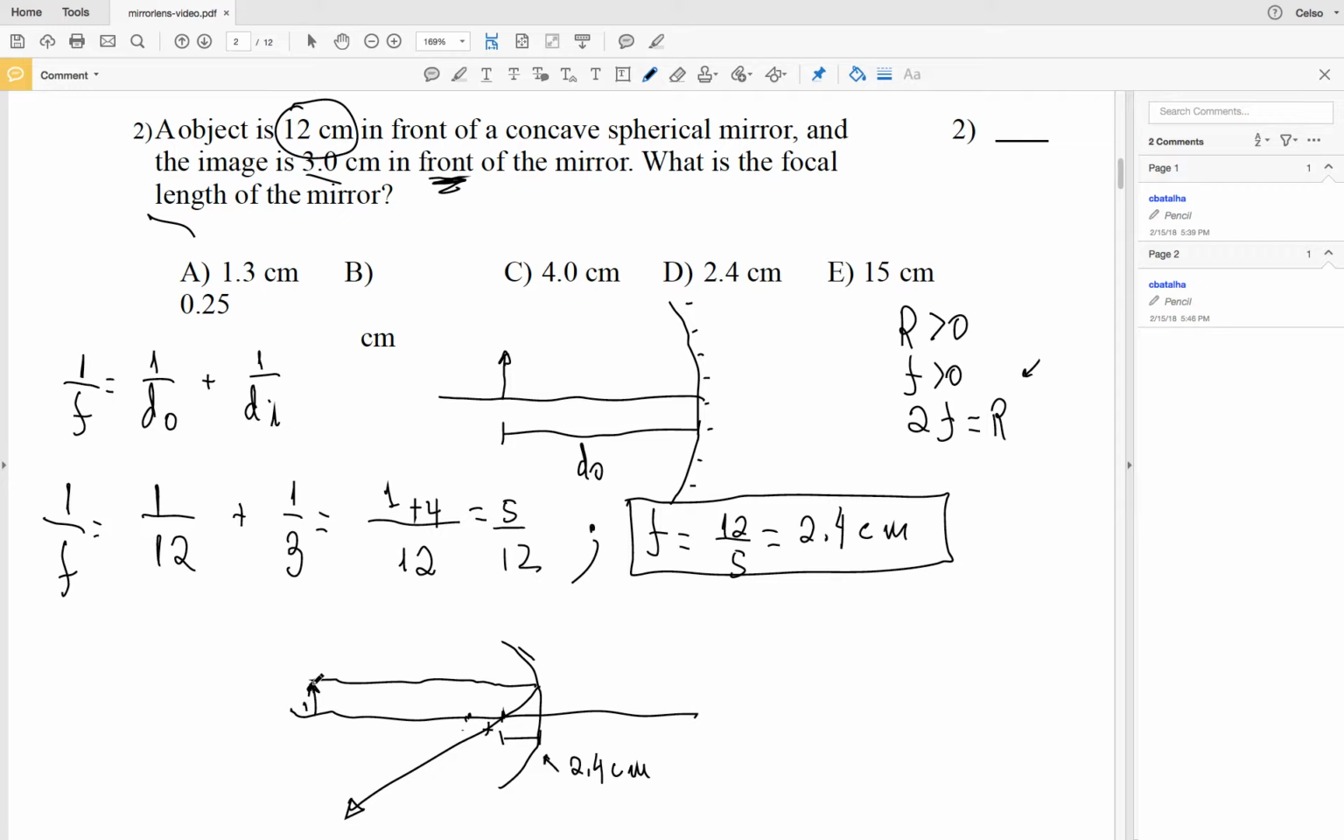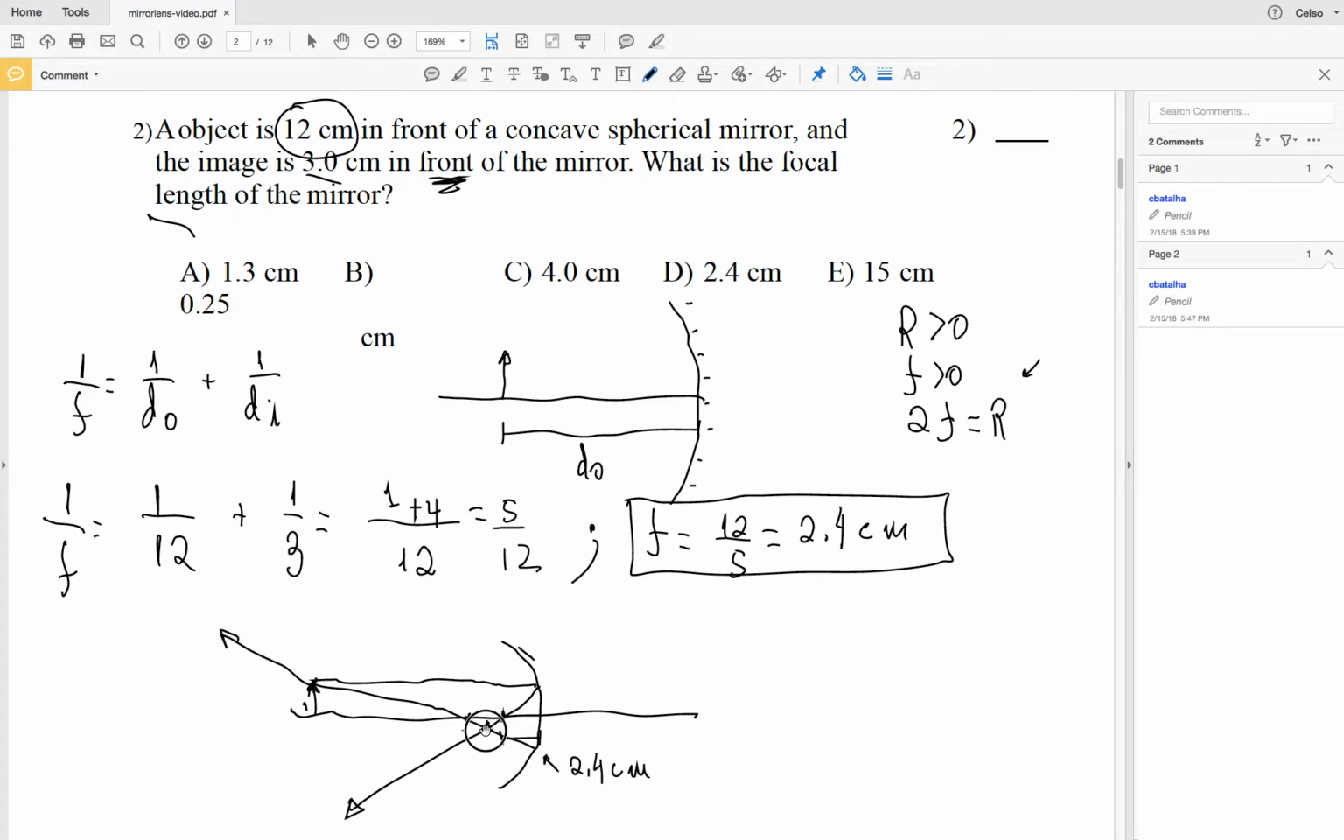Or you can choose to shoot a ray to this vertex right here, and then it rebounds with the same angle and crosses somewhere here. So why don't we choose the center? That's what I will do. And then it rebounds, right? So it goes all the way there. So the image is right here.